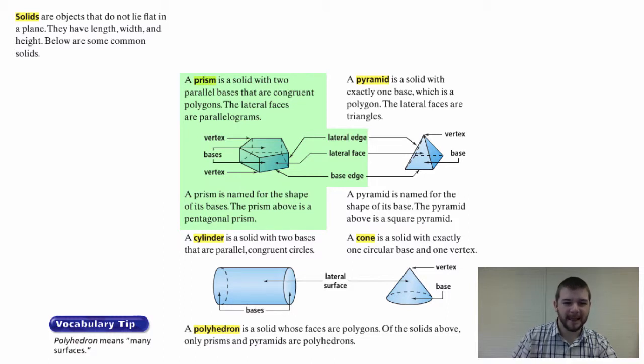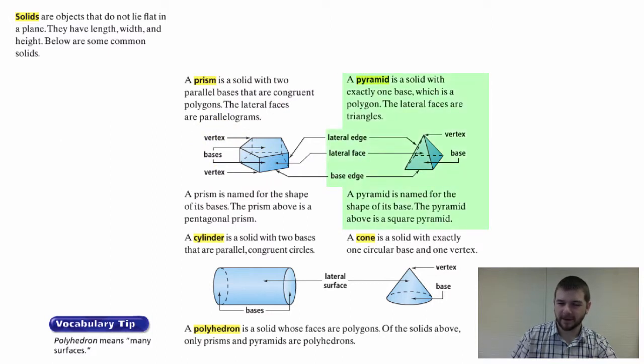A prism is named for the shape of its bases. The prism above is a pentagonal prism. Note, because its bases are pentagons. A pyramid is a solid with exactly 1 base, which is a polygon. The lateral faces are triangles.